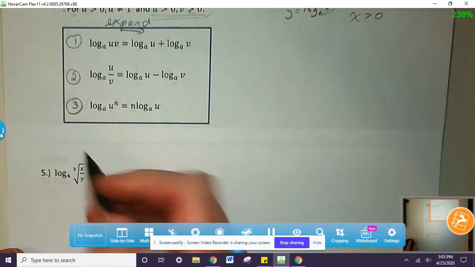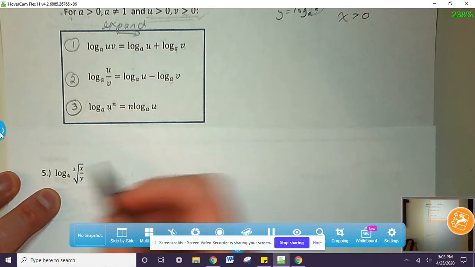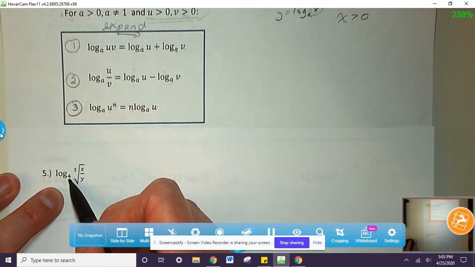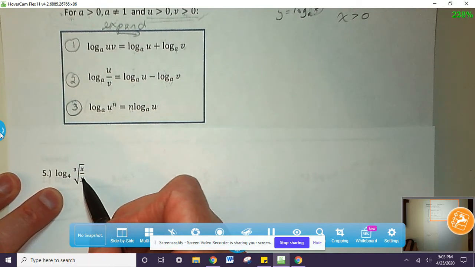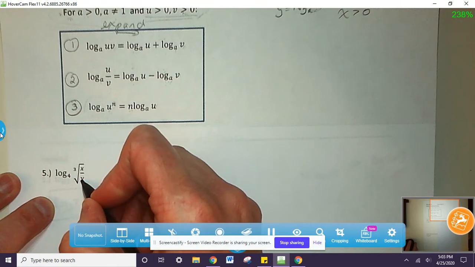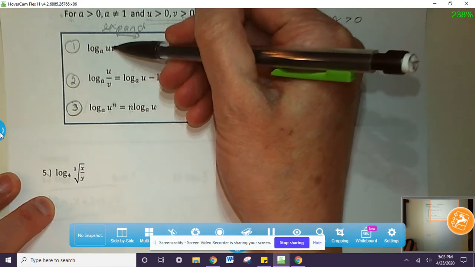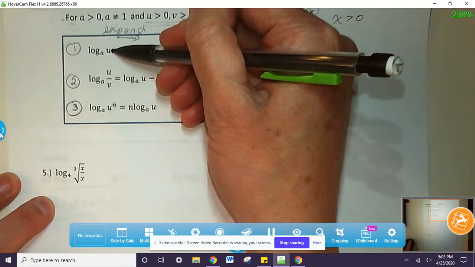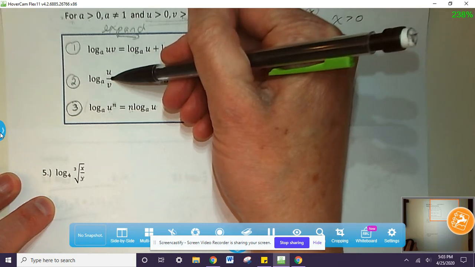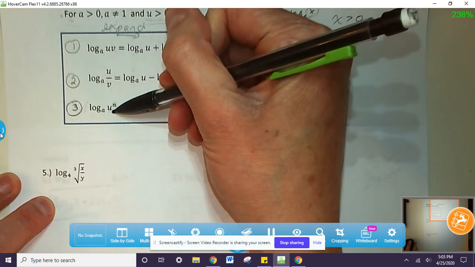Okay, we want to expand this log. So this log is base 4, and then I have cube root of x over y. To expand this, we want to look inside and say, do we have any product, any multiplication problems? Do we have any division or fractions? And do we have any powers?